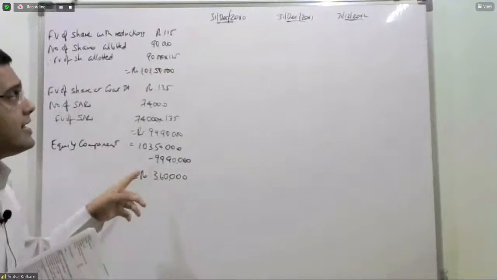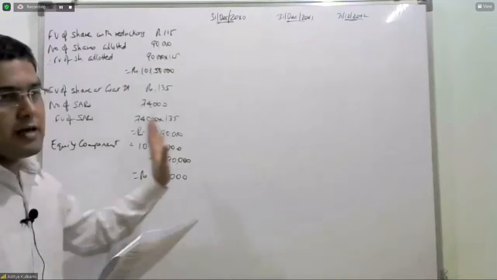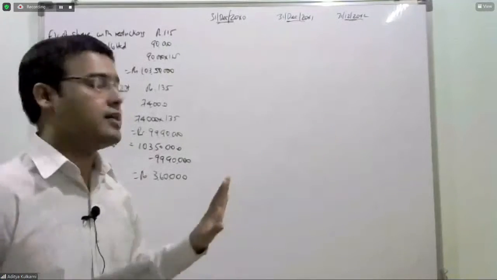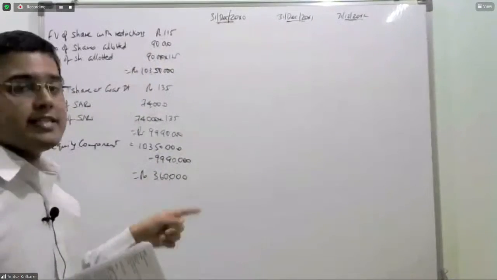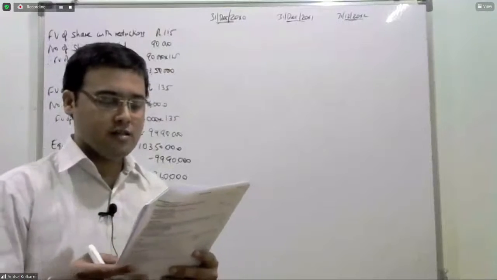But wait a minute. When is my option actually vesting? My options are vesting over a period of 3 years. So I cannot recognize this entry immediately. I will have to spread it over a period of 3 years.